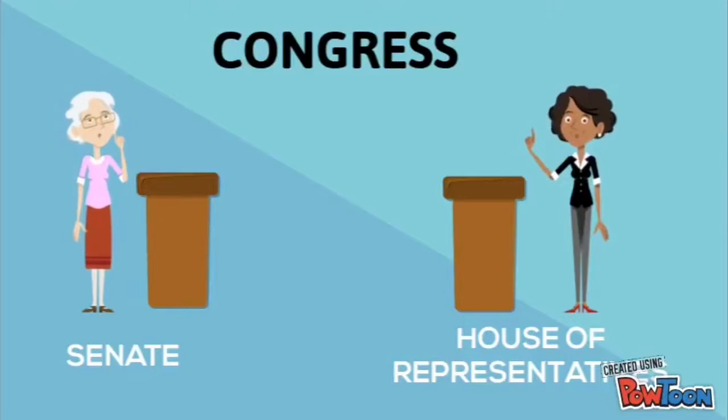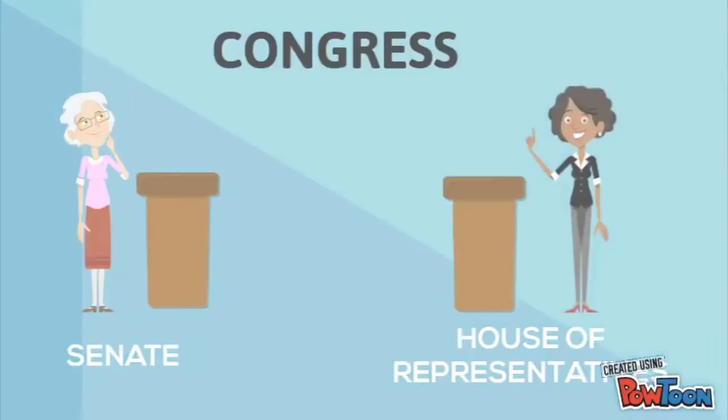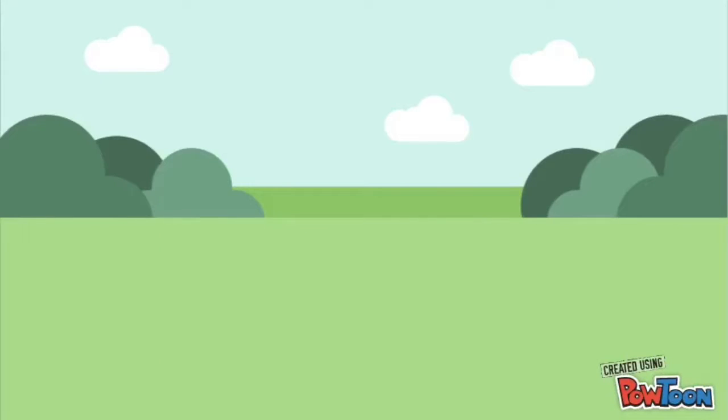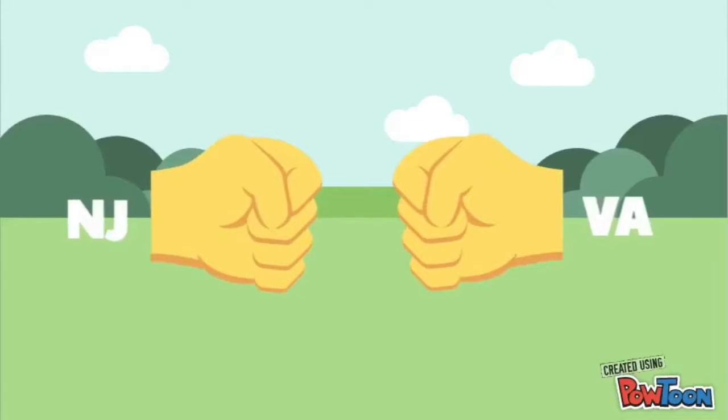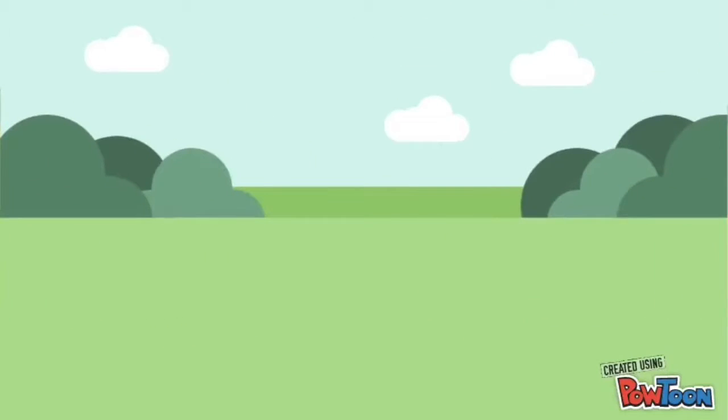The Founding Fathers created bicameral Congress to settle disputes among the states. The New Jersey Plan is composed of small states. It proposed equal representation. The Virginia Plan, composed of big states, proposed the proportional representation. Both led to a deadlock. The Great Compromise created bicameral Congress.